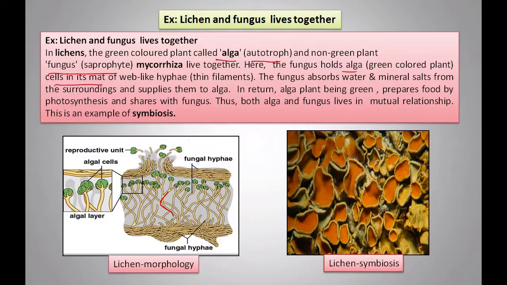The fungus absorbs water and mineral salts from the surroundings and supplies them to the alga. In return, the alga, being green, prepares food by photosynthesis and shares it with the fungus. Thus both alga and fungus live in a mutual relationship. So this is symbiosis. Here is a picture of lichen symbiosis.